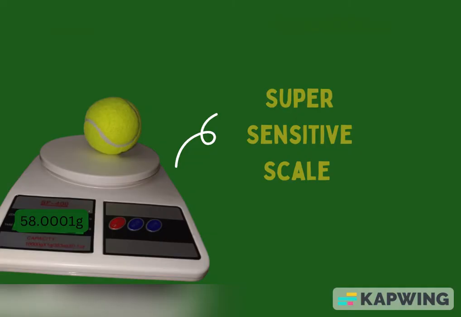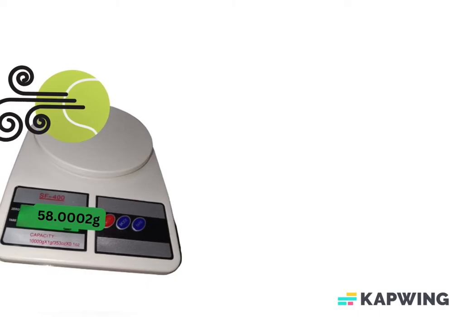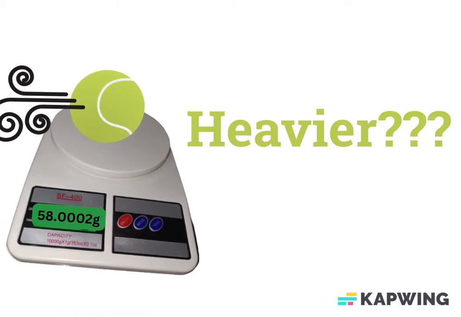It would be natural to think that the mass of this tennis ball would be the same whether it was moving or at rest. But if you had a super sensitive scale, you would notice that the moving ball is actually heavier. Well, that is due to its kinetic energy.